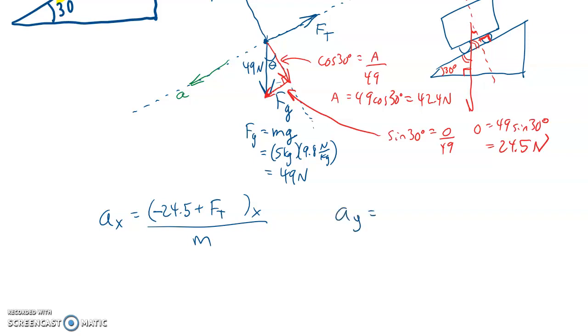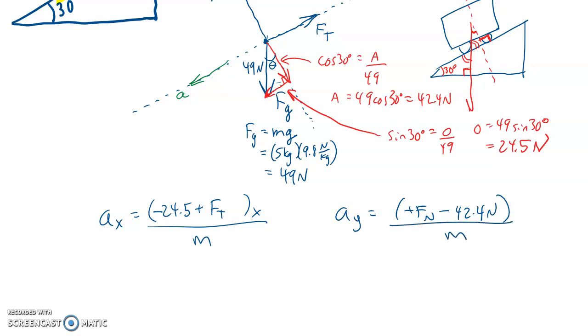So how about the equation for the y direction? We have the normal force, which is positive. And then we have the component of gravity in the y direction, which points down our tilted y-axis. So that's going to be negative 42.4 newtons. And that's divided by the mass.